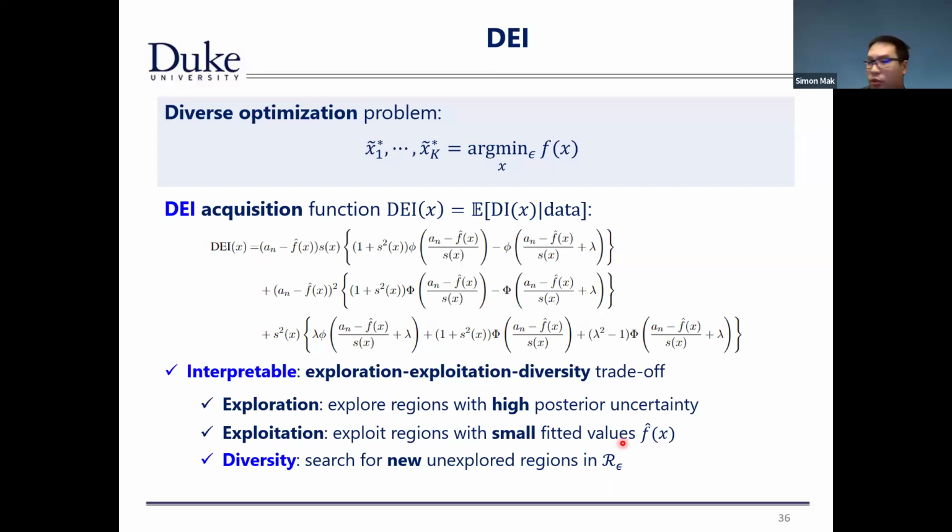But there's this last part, which is new, which is diversity, where we're trying to explore new unexplored regions in our epsilon optimal region, trying to find all possible contours, trying to find diverse solutions within our acquisition function. And so this defines, again, this new trade-off of exploration, exploitation, diversity for diverse optimization problems.